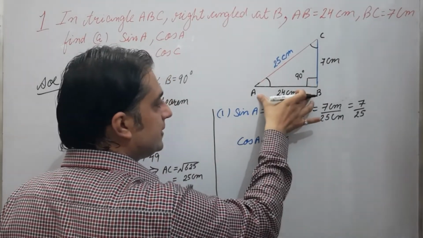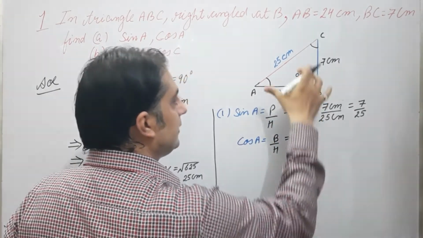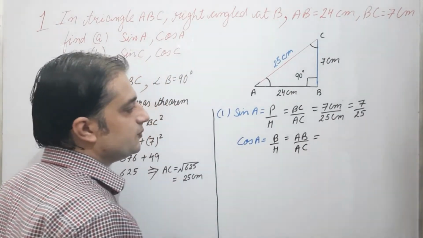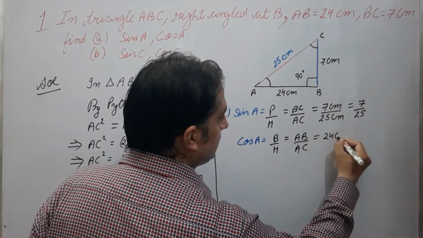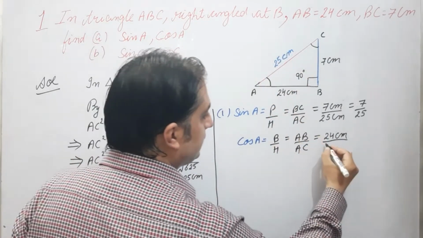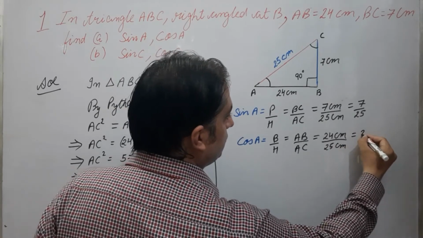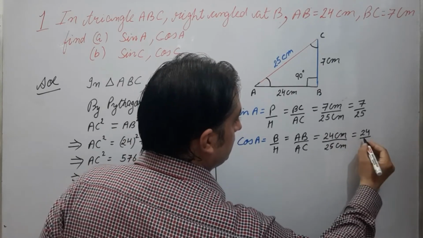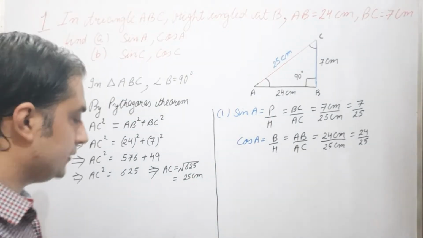The side adjacent to the angle is base. So here the length of the base is denoted by AB, and the length of the hypotenuse is denoted by AC. Just put the values. AB here is 24 centimeter, it's a given length. AC, which we found as the third side, is 25 centimeter. So it will become 24 upon 25. Again, it has no unit. This is the first part.